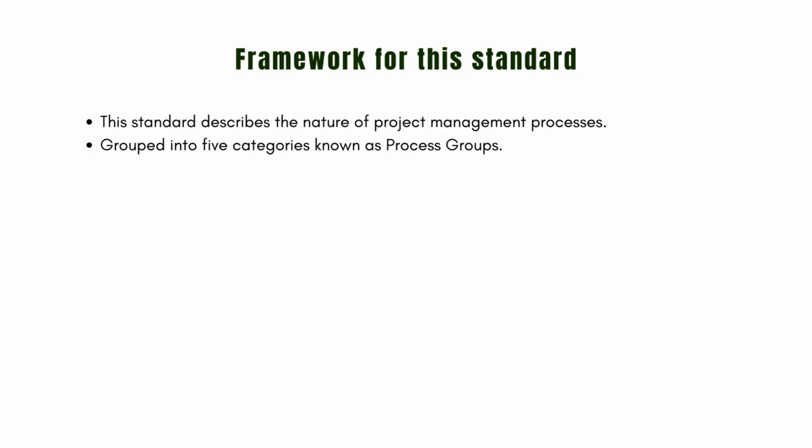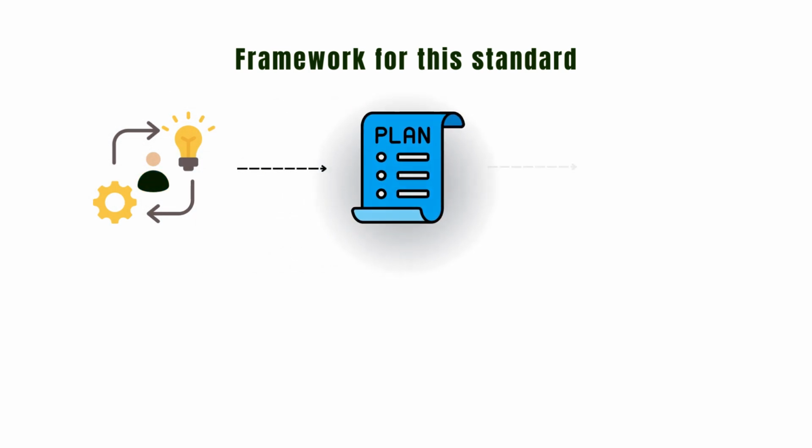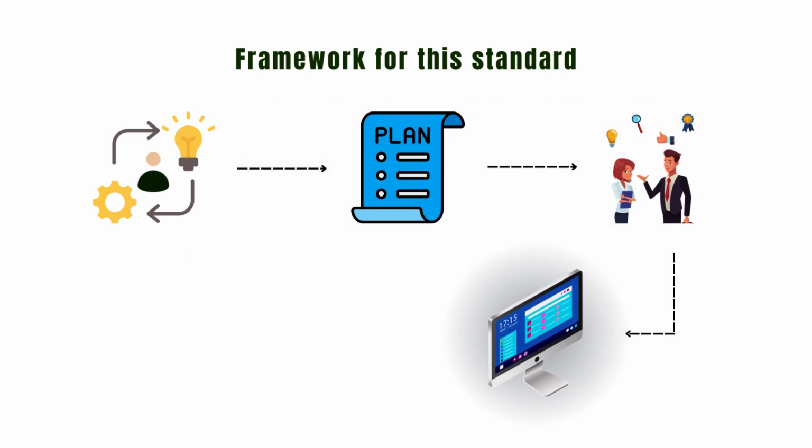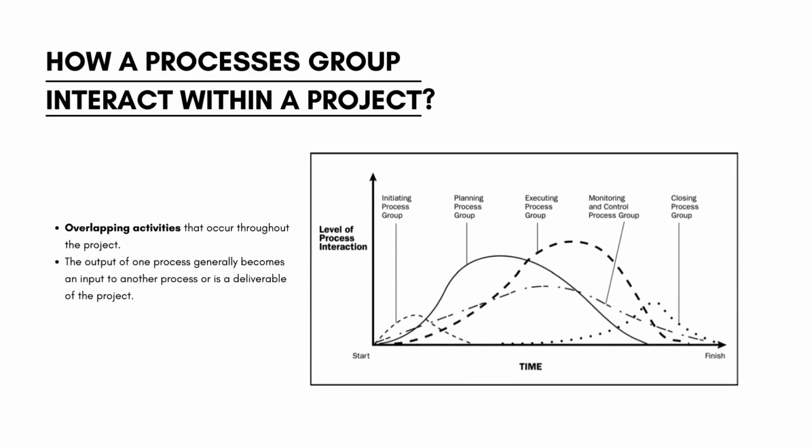So this standard describes the nature of the project management processes, grouped into 5 categories known as the process groups. The first one is the initiating process group. The next is planning, the third one is executing, the fourth one is monitoring and controlling, and lastly the closing process group.